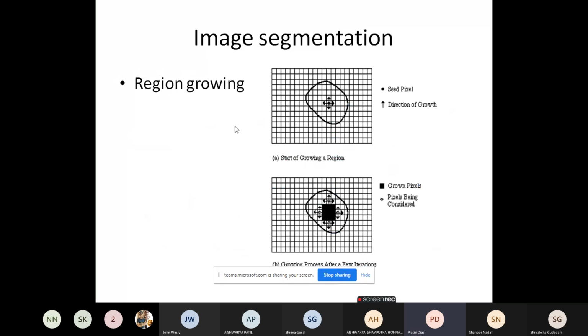I hope this picture itself will give an idea of what we are trying to understand through region growing. The very basic pixel, the point where you start, is considered a seed point or seed pixel, and the arrow indicates the direction of growth. How the growing process looks after some iterations is what we see in the second picture. Now, selecting a set of one or more starting points.